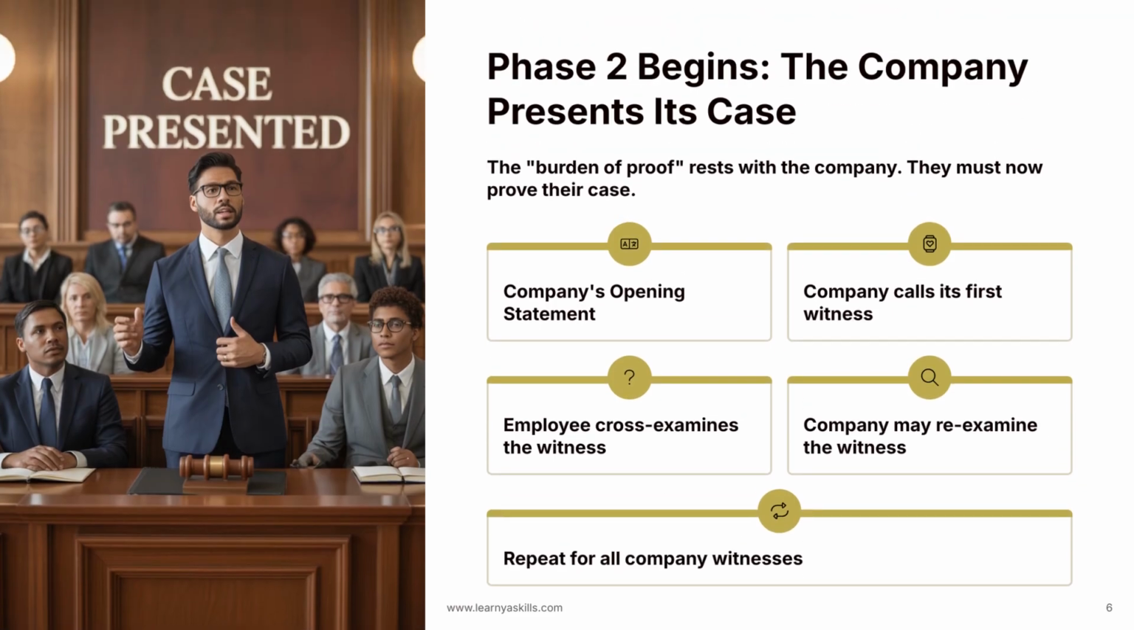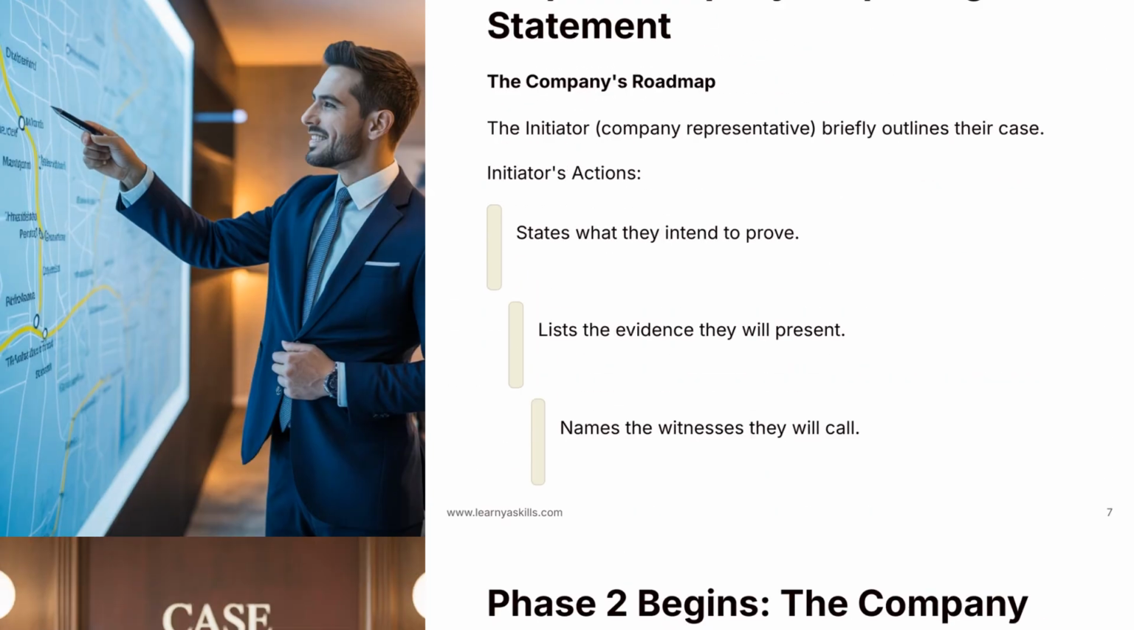Now we enter Phase 2. The company has the burden of proof, so they must present their case first. This phase follows a clear, repeating cycle for each witness they call. First, the company will make a brief opening statement. Then, they will call their first witness to give evidence. After that, you will get to cross-examine that witness. The company may then briefly re-examine them. This cycle repeats until all of the company's witnesses have testified.